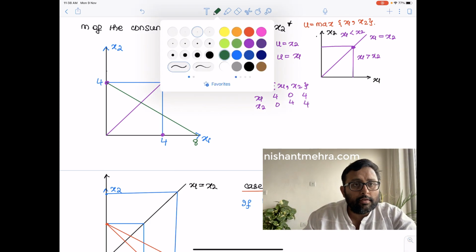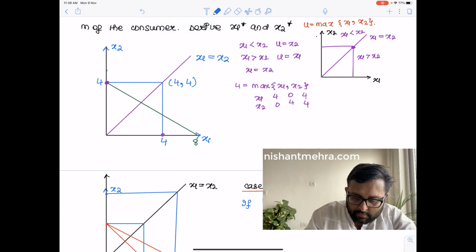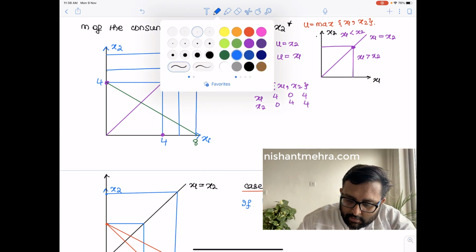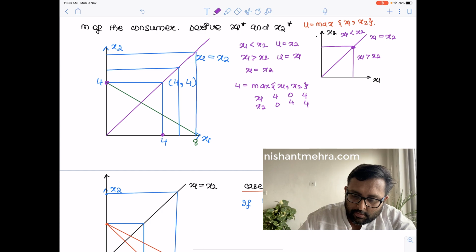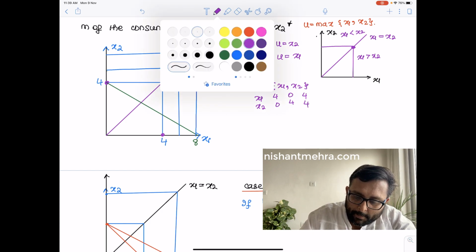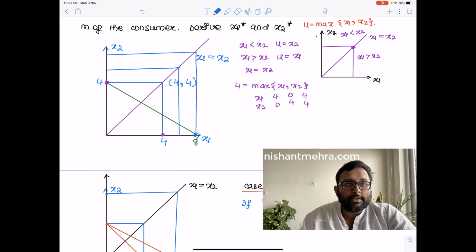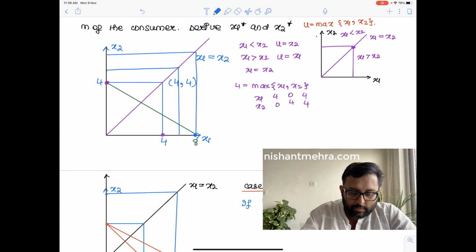Is this the highest indifference curve? You can go still further. This is not the highest indifference curve. Given the budget, you can go still further. I'll extend this line also. So where are you consuming? Consuming here. Given this green budget, you're just asking what is the highest indifference curve you can draw. So this one is the highest indifference curve.